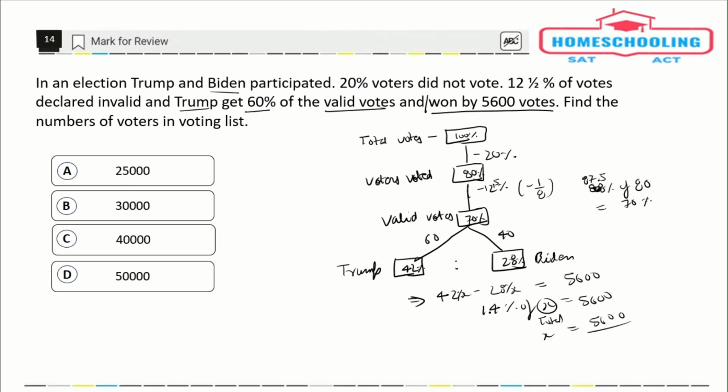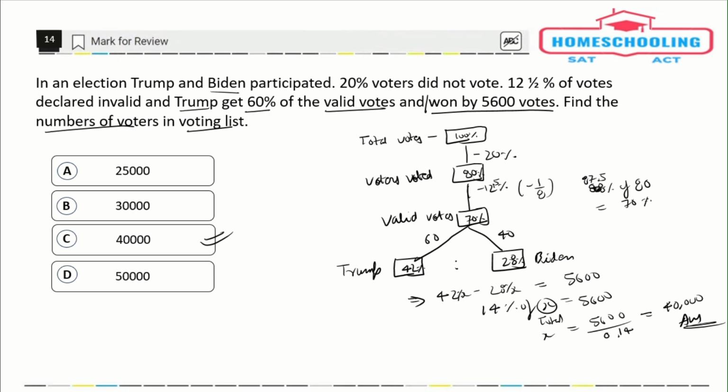Hence X would be 5,600, and 14% can be written as 0.14. So if we take 14% on that side, this is going to be 5,600 divided by 0.14. 5,600 divided by 0.14, that would be 40,000. Hence the total number of voters in the voting list is 40,000. So this is going to be the answer, 40,000.